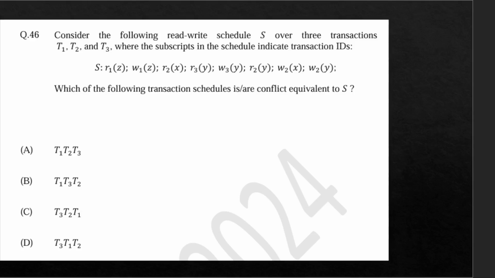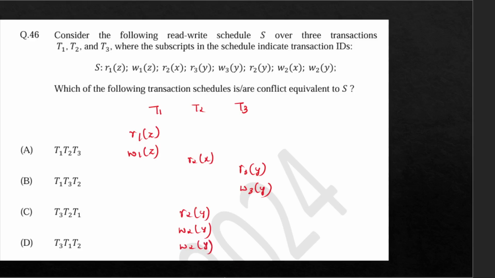So here, first you have to make the transactions, and after that with the transactions you will be making the diagram. So with the transactions you can draw T1, T2, T3. After that R1 of Z, W1 of Z, R2 of X, W3, R3 of Y, W3 of Y, R2 of Y, W2 of Y. So if you got some idea, okay, this is the homework question. Comment below how we can solve this question.